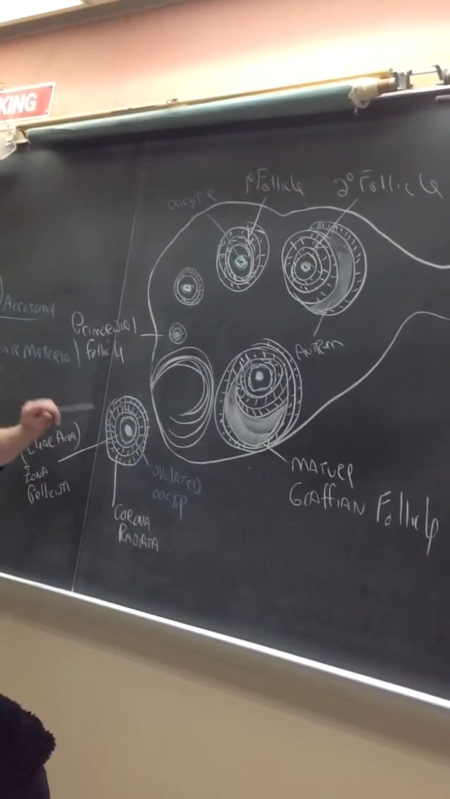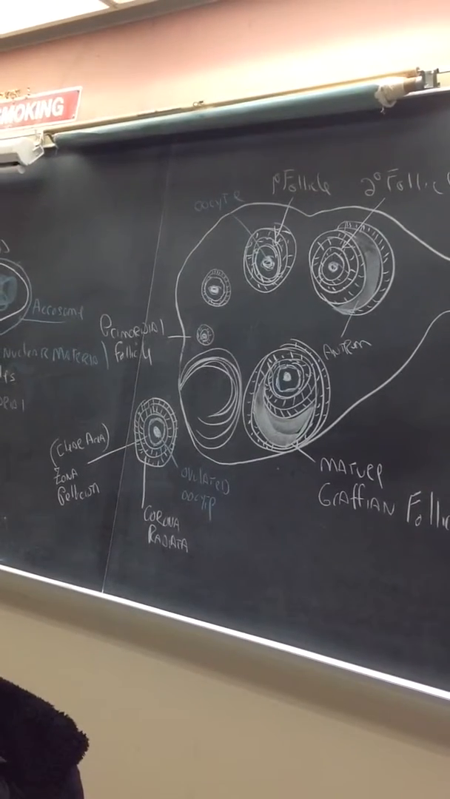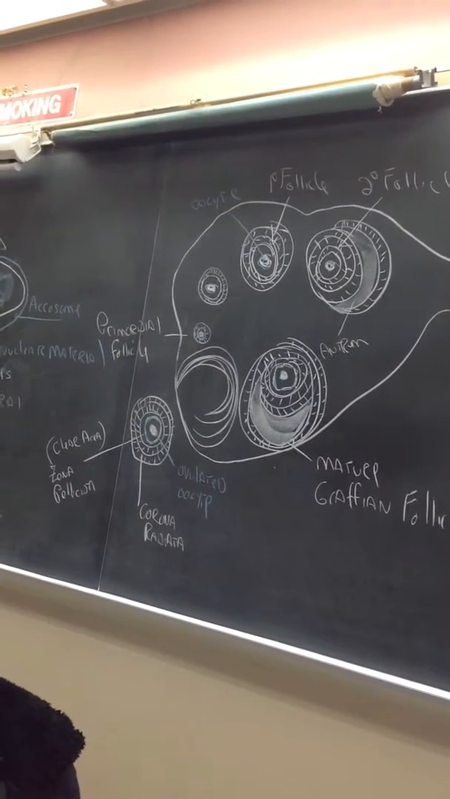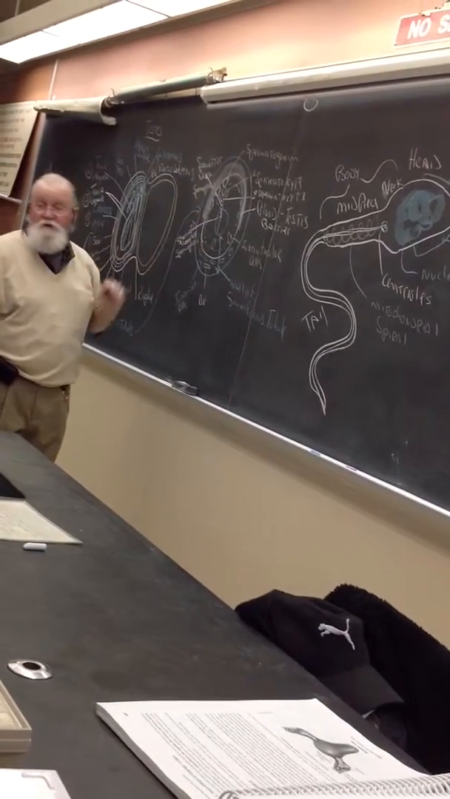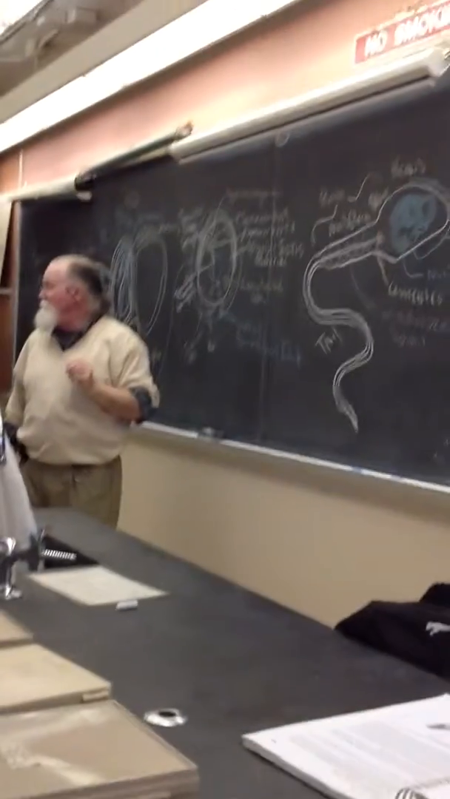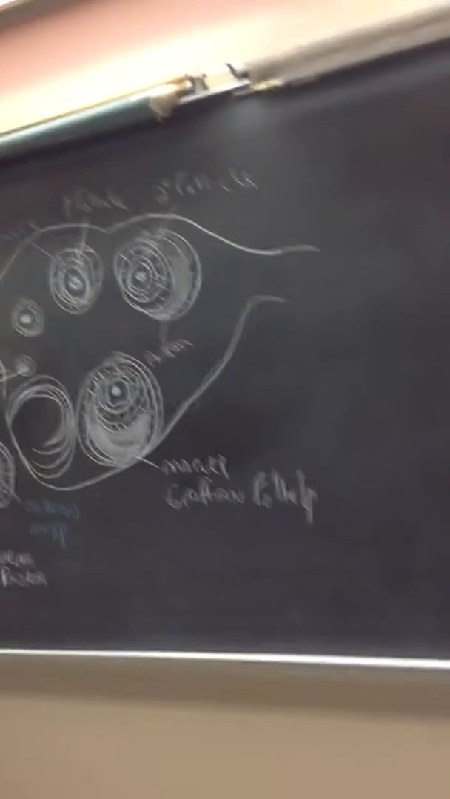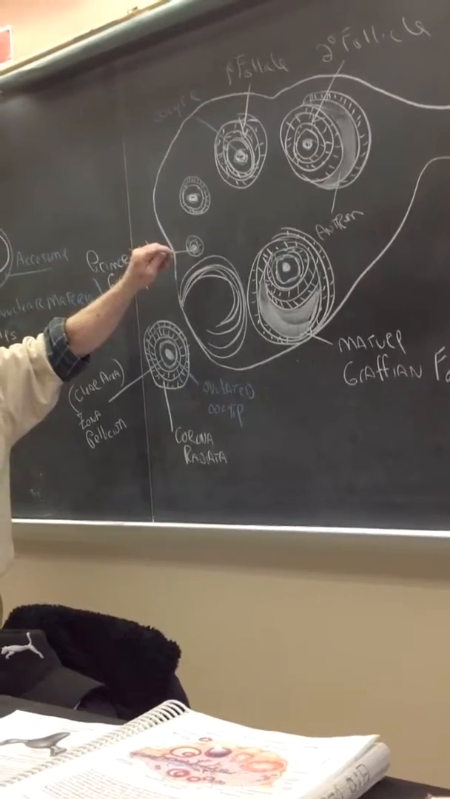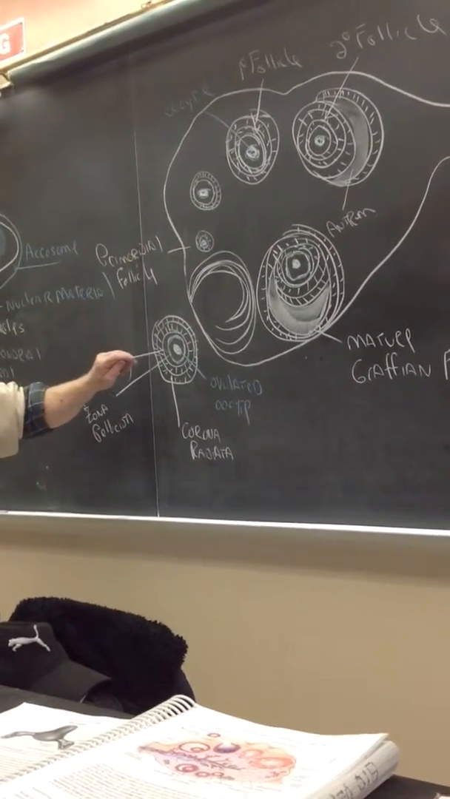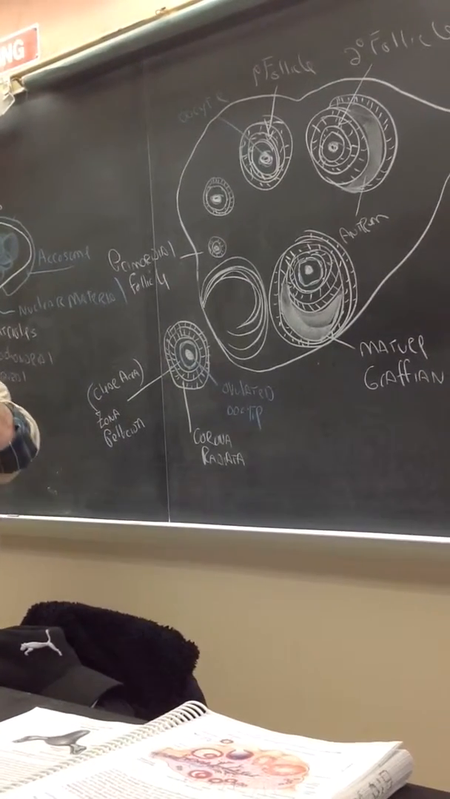Now, this oocyte has half the amount of chromosomes, just like the sperm has half the amount of chromosomes. The sperm does this in spermiogenesis. This from here to here takes about 72 days. From primordial follicle, in utero, to here, takes years.